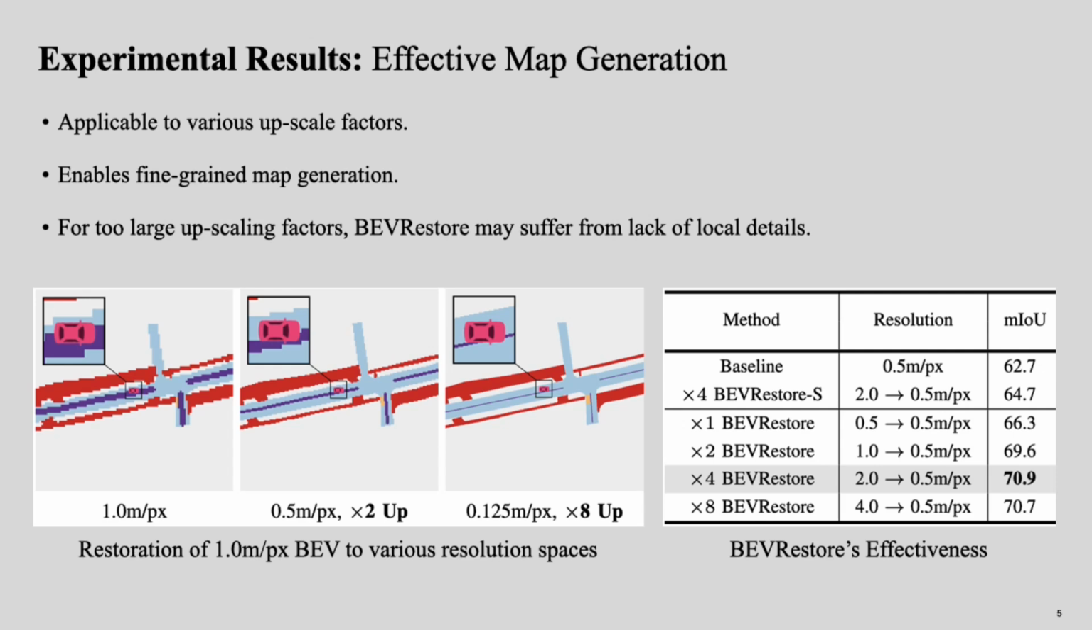BEVRestore is applicable to various upscale factors and enables fine-grained map generation, as shown in the figures and table below. However, for too large upscaling factors, BEVRestore may suffer from a lack of local details, as in the comparison between 4 and 8 scale factor BEVRestore.